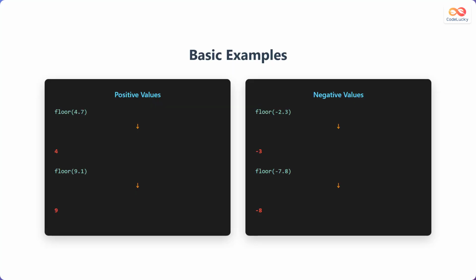Let's look at some basic examples to understand how floor works. For positive values, floor of 4.7 returns 4, and floor of 9.1 returns 9. Notice how it always rounds down to the nearest whole number. For negative values, the behavior is different. Floor of negative 2.3 returns negative 3, and floor of negative 7.8 returns negative 8. With negative numbers, rounding down means moving further away from 0.